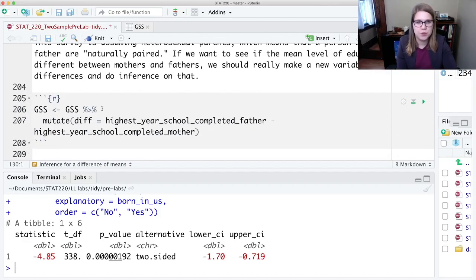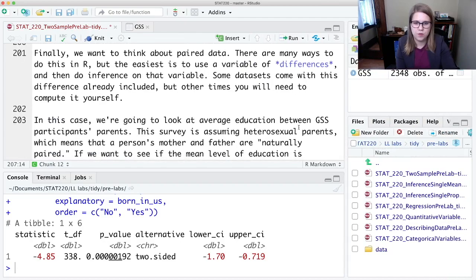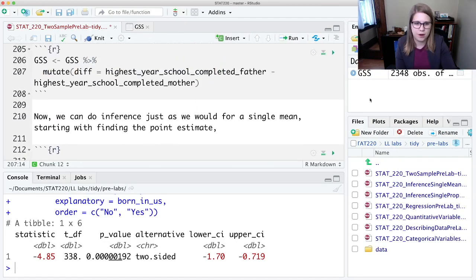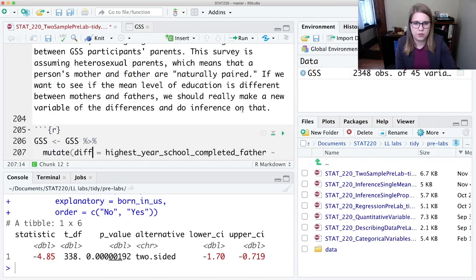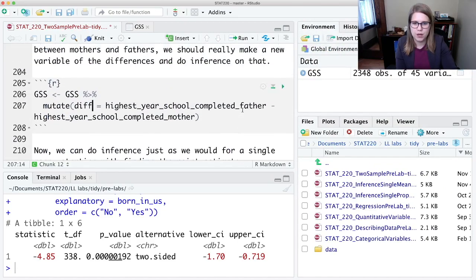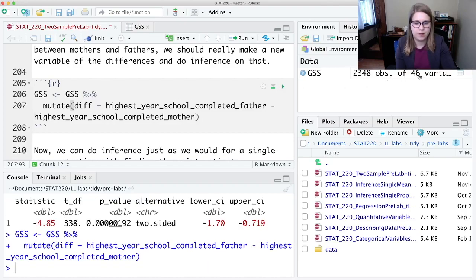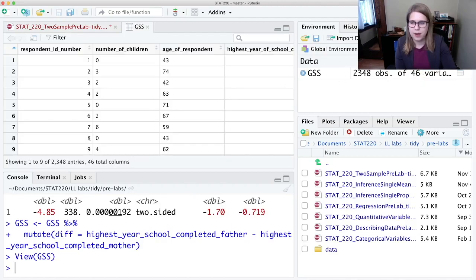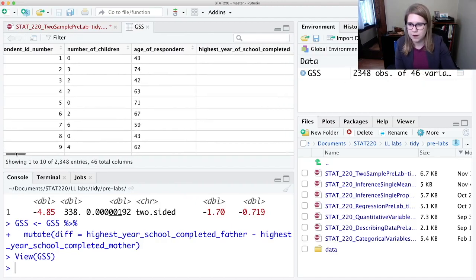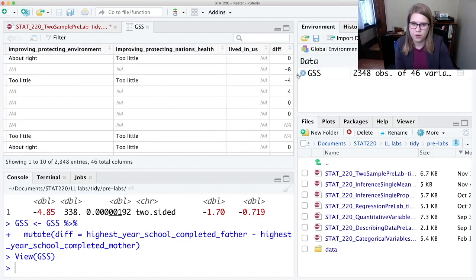In order to do this kind of inference, I have to make this new variable, diff. So I'm going to mutate, which is going to give me a new variable in my data set. Right now I have 2348 observations of 45 variables. When I run this code, I'm going to have the same number of observations, but one more variable. So let's hit the play button here. Yep, now I've got 46 variables, and my new variable gets tacked on to the very end. So let's scroll all the way over.